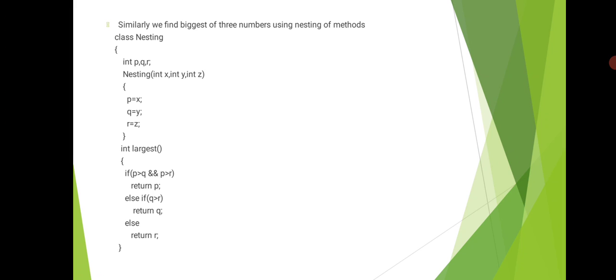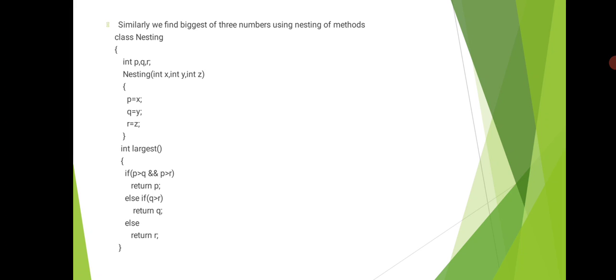So next, we can write another example using nesting of methods. This example can be asked in the exam. So better you learn this program, that is biggest of three numbers, or they can ask biggest of two numbers, or they will ask to explain nesting of member methods. So write the concept of nesting of member methods with one example. Okay, any example you can give, but if they ask for a particular program, then that program should be written.